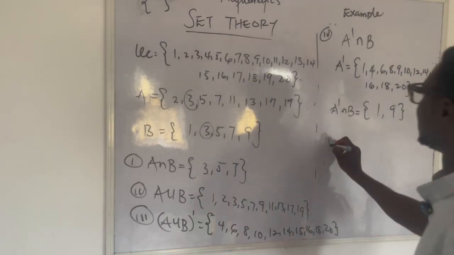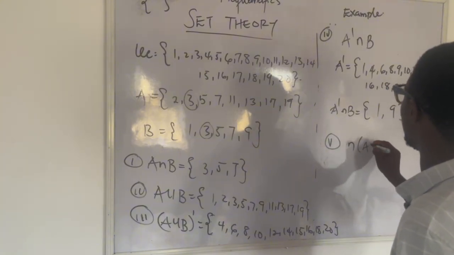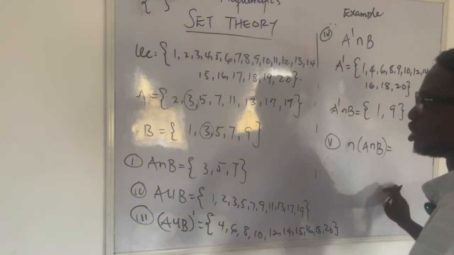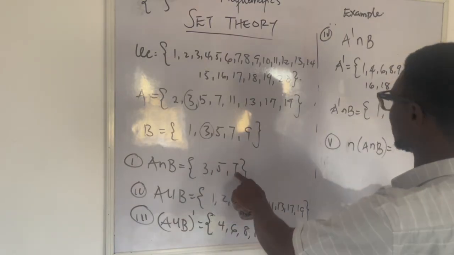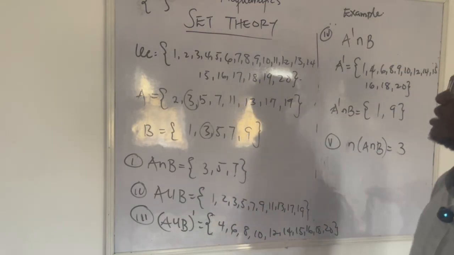So then the last one, he said we should find what? We should find the number of A intersection B, which is what? 1, 2, 3. So this is where we stop in our set theory.